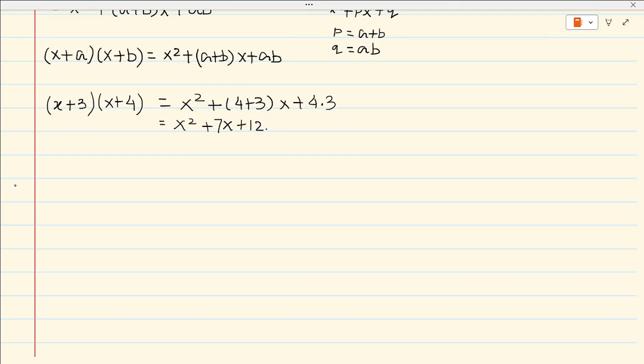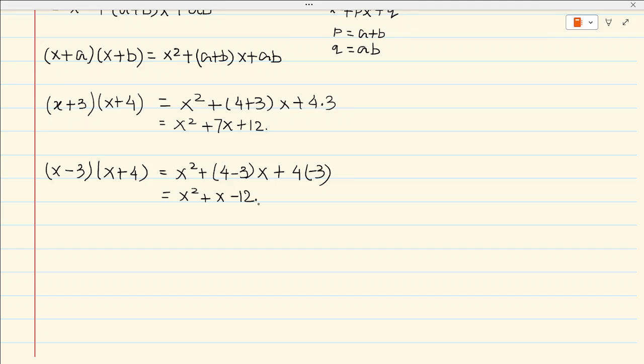Now in the same way, if I ask to multiply two numbers, suppose one is x minus 3 and another is x plus 4. So x square plus the sum of the numbers, plus the product of the numbers, correct. It will be x square plus x minus 12. So I think you understood.